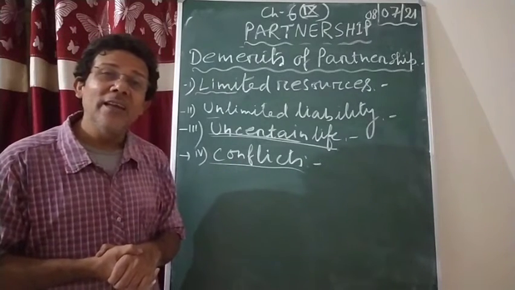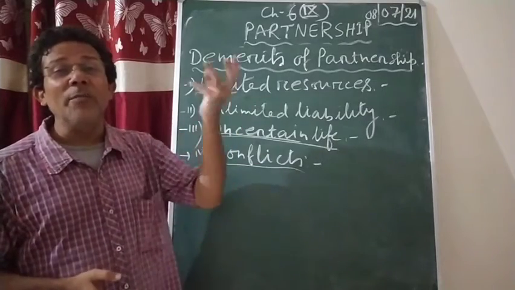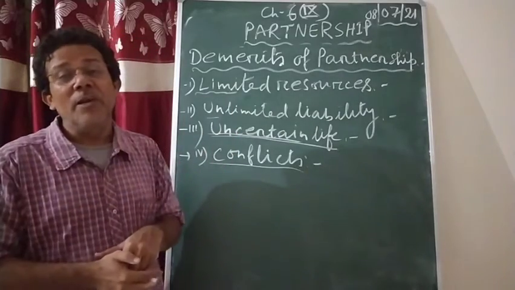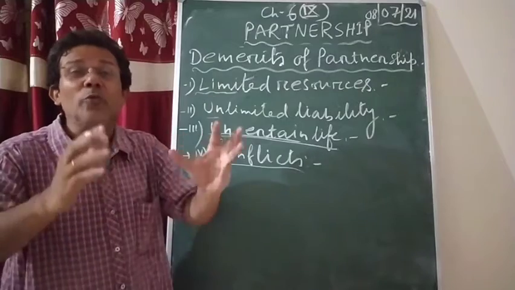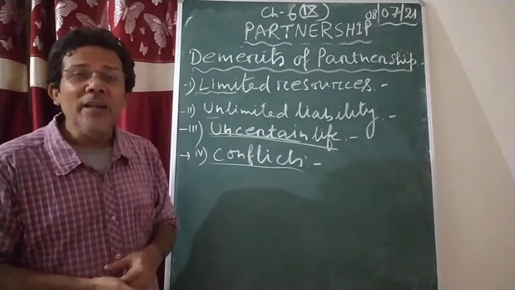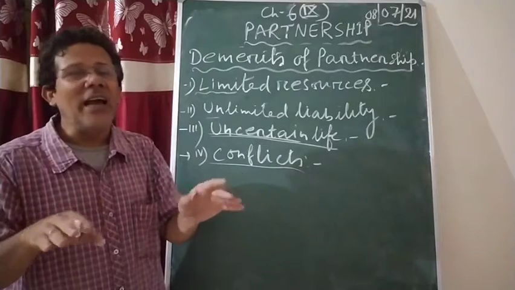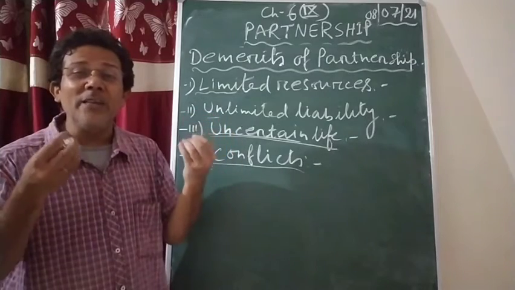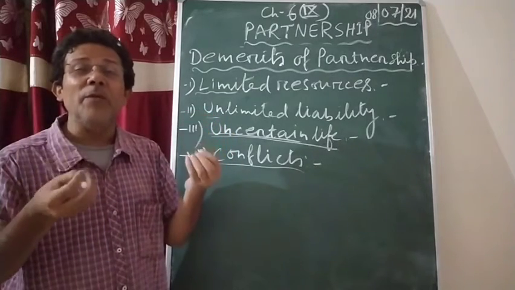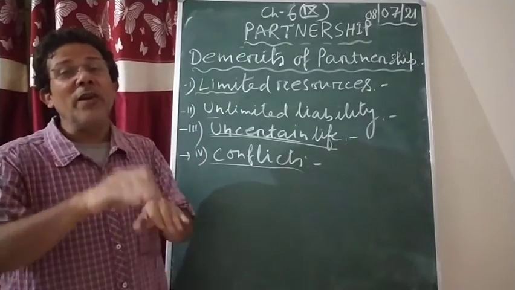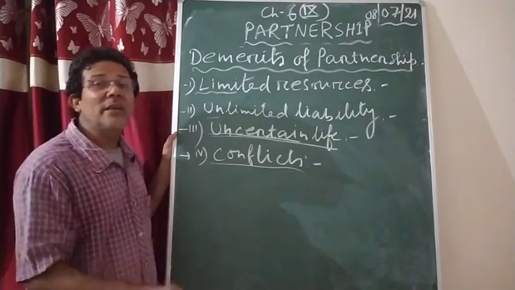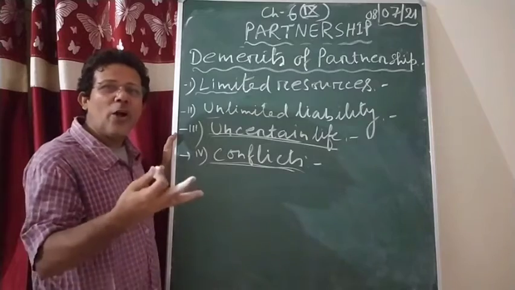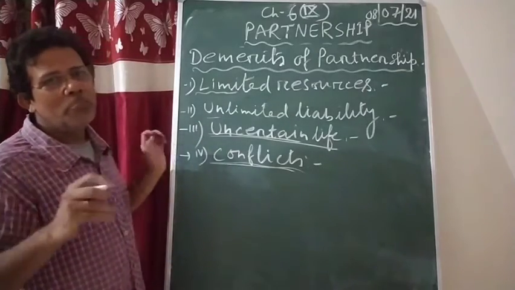Conflict comes from where? Maybe you are thinking in some way, and the other partners might be thinking in some other way. When everyone's thinking is not the same, everyone's decision is not the same, everyone's wish is not the same, then what is going to happen? There is a chance of misunderstanding. And all the people are from different society, different caste, the partners might be from different creed, different standard. When there are a lot of differences, then there is a chance of conflicts among the partners, and that is one of the demerits of partnership. And as the conflict comes, partnership is going to finish.